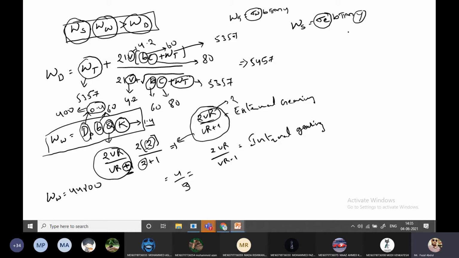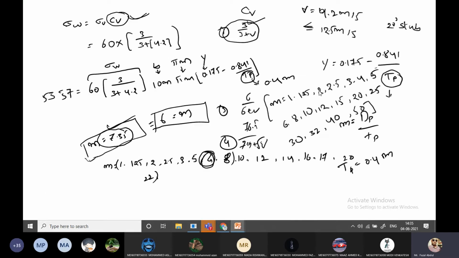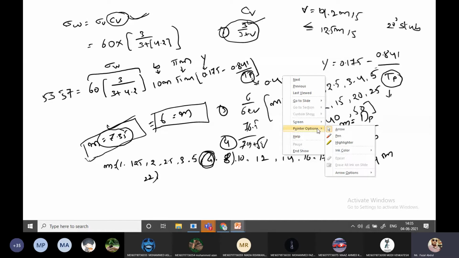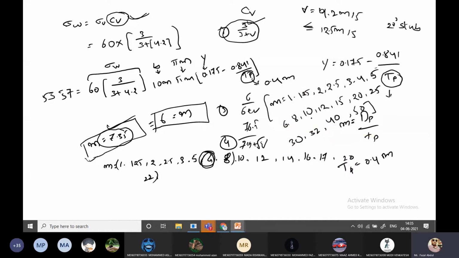Levy's form factor. How much value? Levy's form factor is not given in the question. Actually, we calculated this one. I think here we calculated 0.175 minus 0.841 by TP. TP is 0.4 times the module. So substitute the module value here as 6. So you will get the y value, Levy's form factor. First tell me the Levy's form factor, how much value?